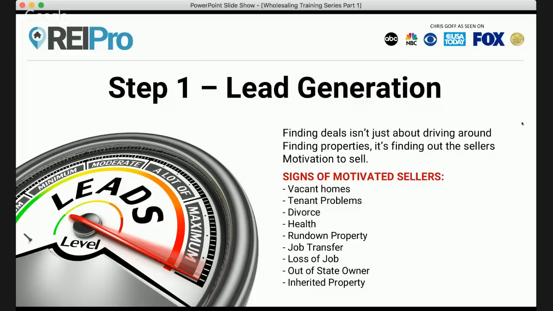Divorce, health, rundown property, somebody that's getting a job transfer. They just need to cash out real quick, lost a job, out-of-state owner, inherited property. There's a lot of signs of motivation, but your job as a real estate investor is to understand where that motivation is.